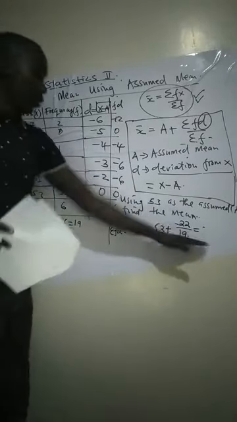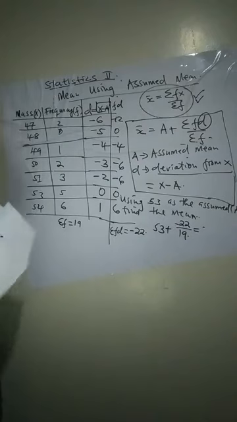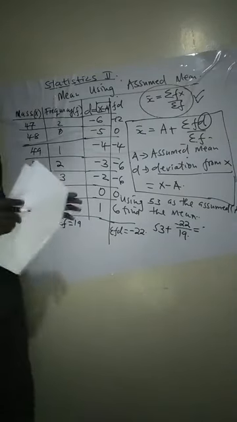So make sure you do that to finality to get the correct value of that. And that is how you are supposed to get the mean using assumed mean. So you can look at that and see exactly what we are talking about.